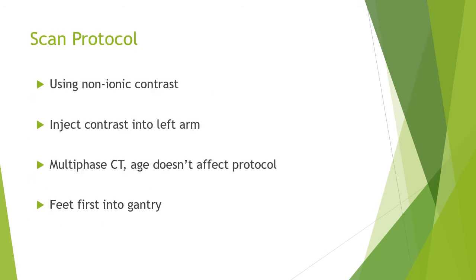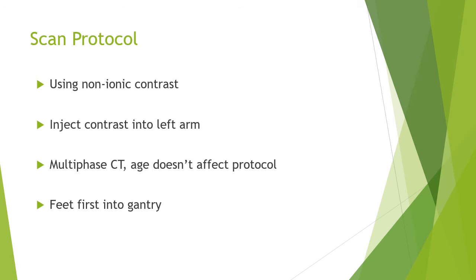A typical CTA runoff uses non-ionic contrast because it's cheaper and is less likely to cause an allergic reaction. This exam requires an IV, so we place the IV in the patient's left arm because the patient will be entering the gantry feet first, so the contrast injector would be on the patient's left side. This will keep the IV from stretching too far, so the contrast injection will not be interrupted.